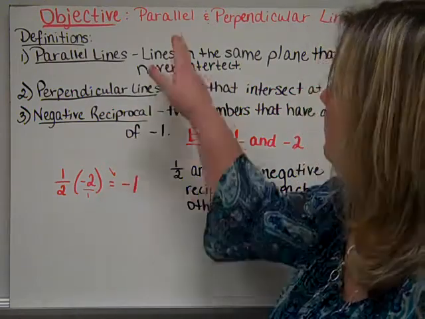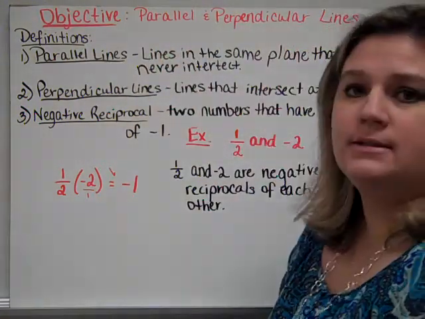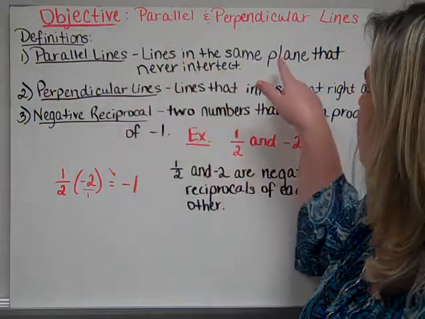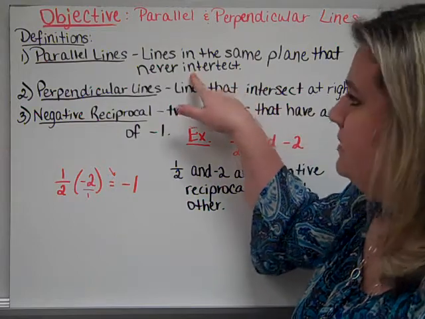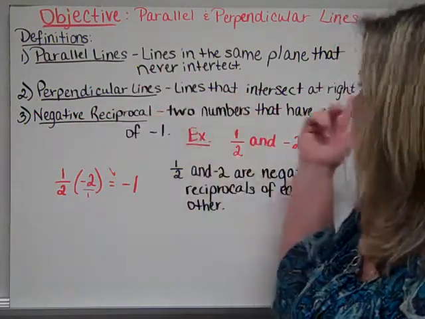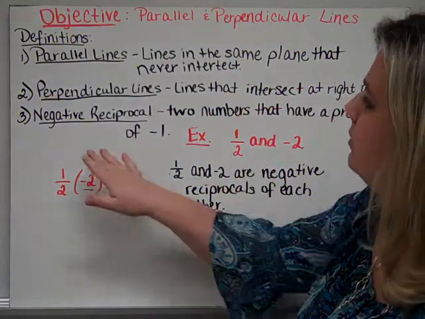Today's objective: parallel and perpendicular lines. Let's go over some definitions. Parallel lines: lines in the same plane that never intersect. Perpendicular lines: lines that intersect at right angles.